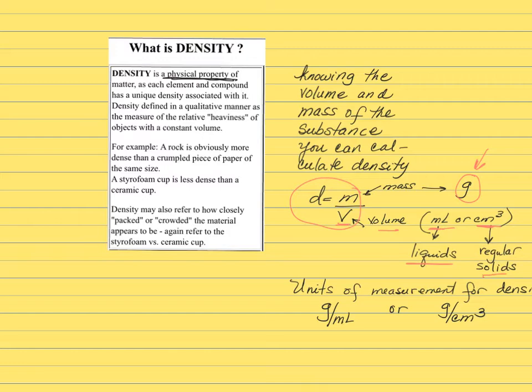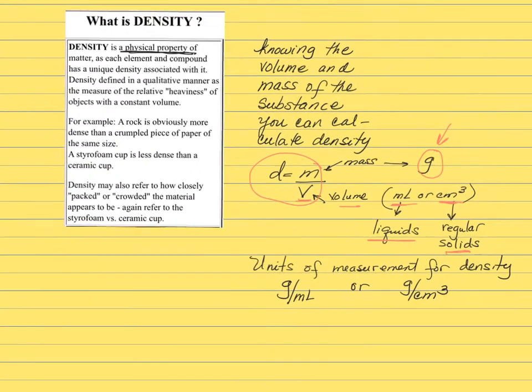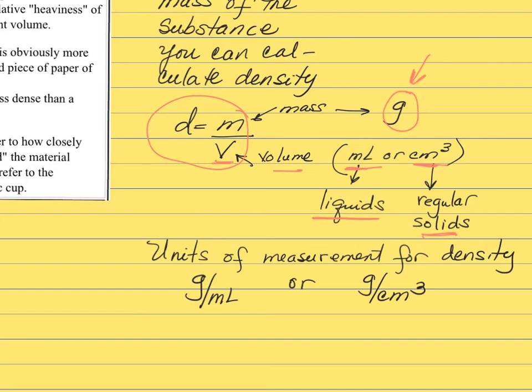Questions about that? What are the units of measurement that you're going to use to express density? Grams per milliliter or grams per cubic centimeter. Ms. Ramos, what is the difference between milliliters and cubic centimeters? None. There's no difference. They're the same. One milliliter is equal to one cubic centimeter. Okay? Questions about that? No?